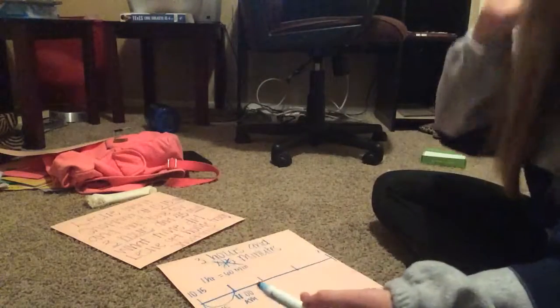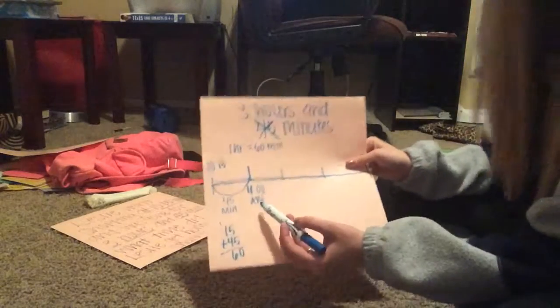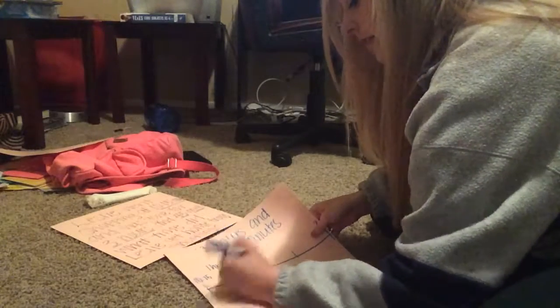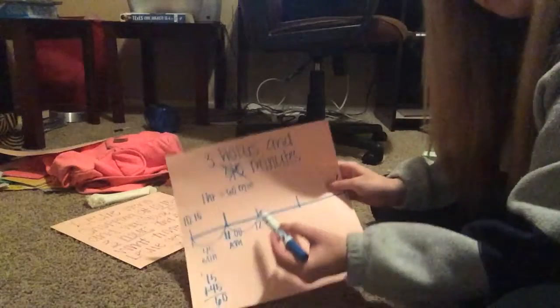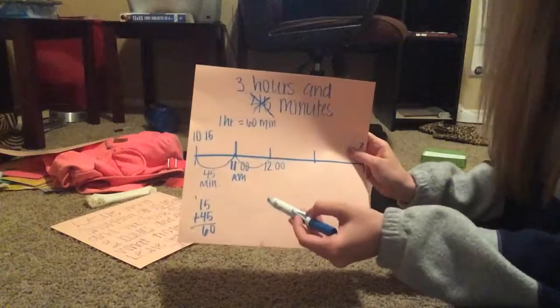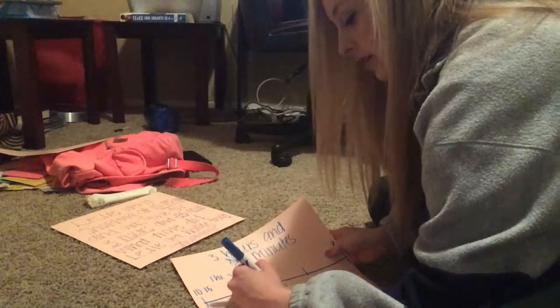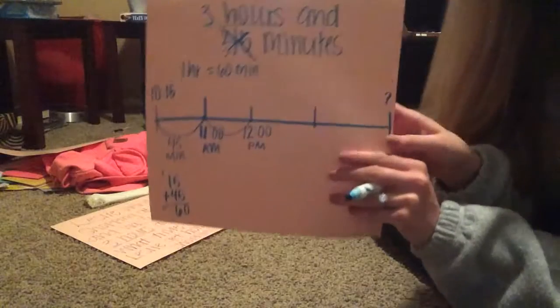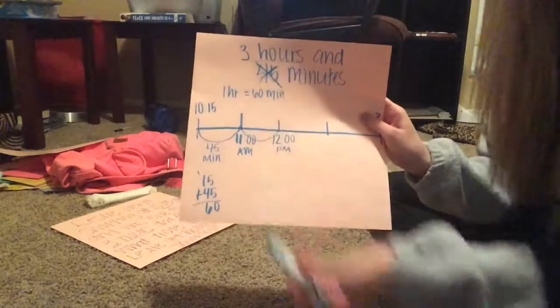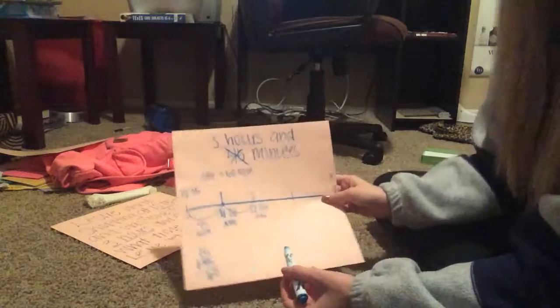So 60 minutes equals an hour, so 11 plus 1 hour is going to be 12. So 12 o'clock, 11 plus 1 hour is 12 o'clock. Now, when you get to 12, it turns into p.m. instead of a.m. So now we're at 12 o'clock p.m., adding 1 more hour. So now we're at 1 hour and 45 minutes, and we need to get to 3 hours and 45 minutes. So after 12, I need to add 1 more hour.